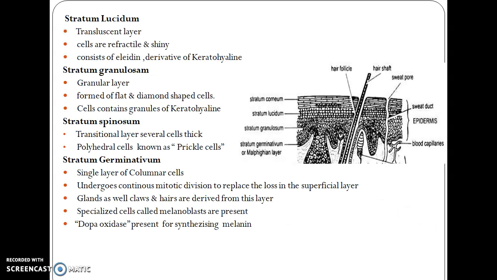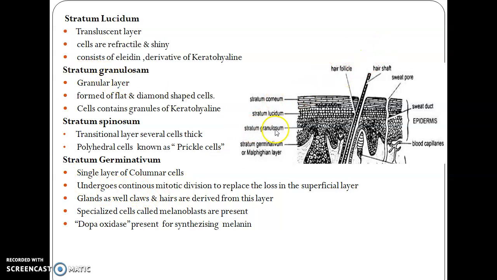Then this is followed by the stratum lucidum. Stratum corneum is followed by stratum lucidum. This is a translucent layer in which the cells are refractile as well as shiny in nature. It consists of eleidin, which is a derivative of keratohyalin. Keratin is one of the most important pigments of most of these kinds of epidermal derivatives. So that is called the stratum lucidum.